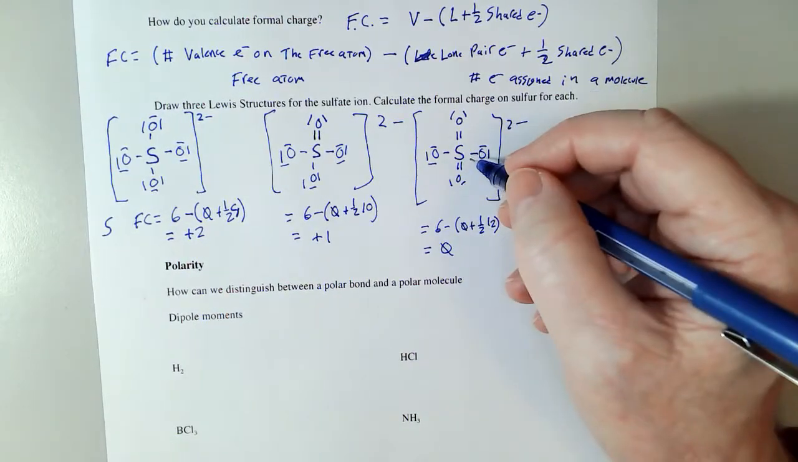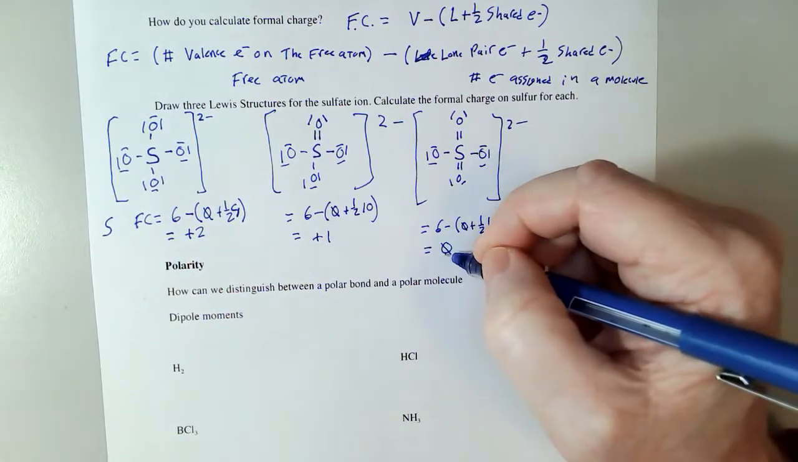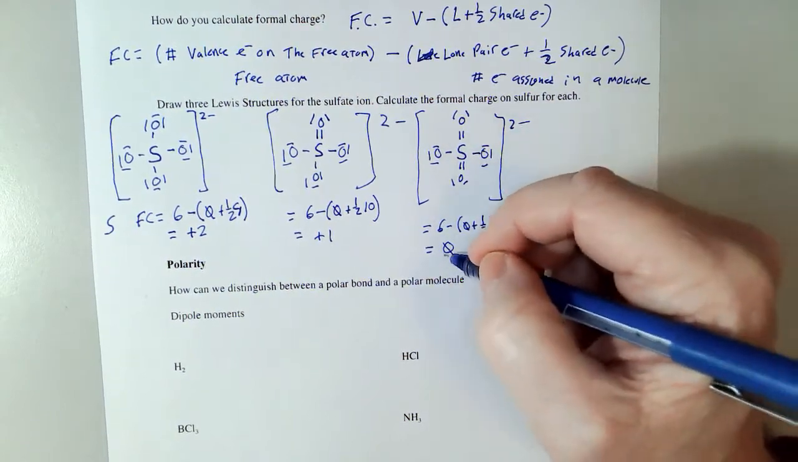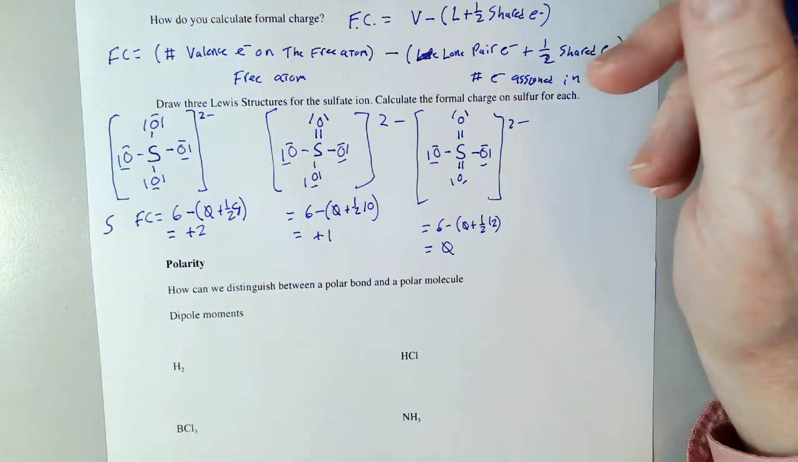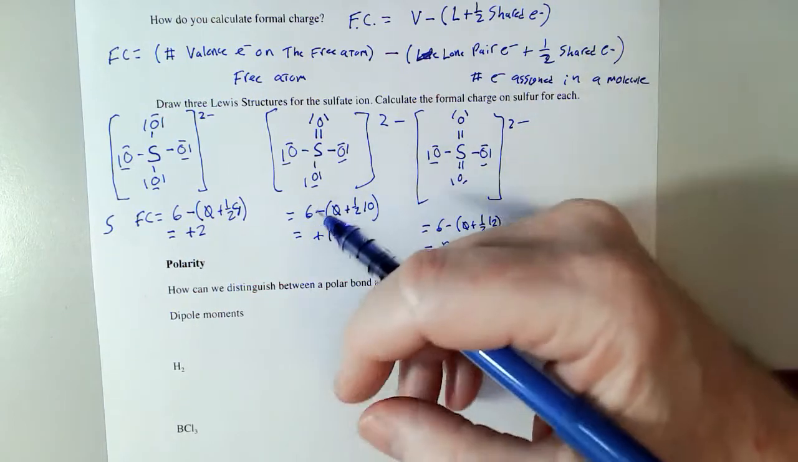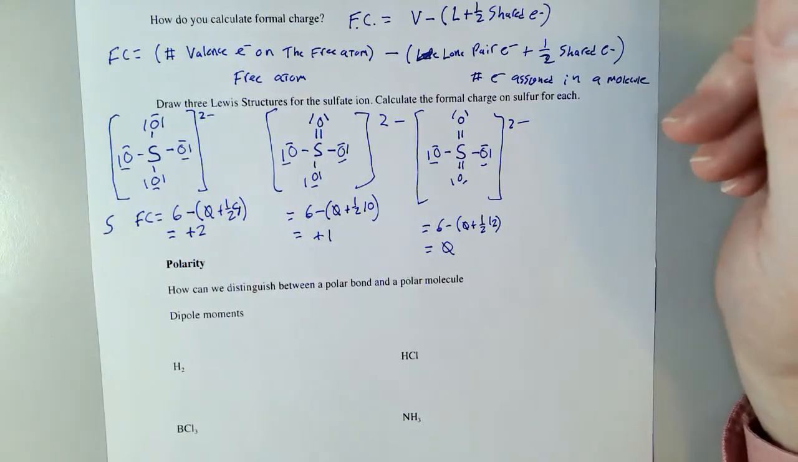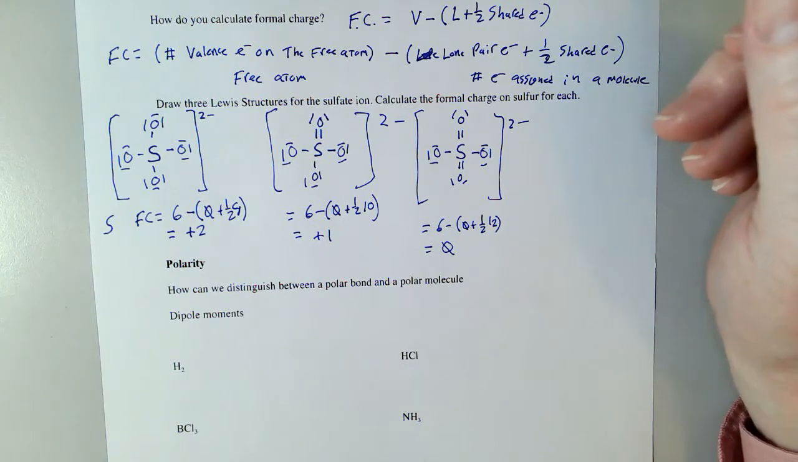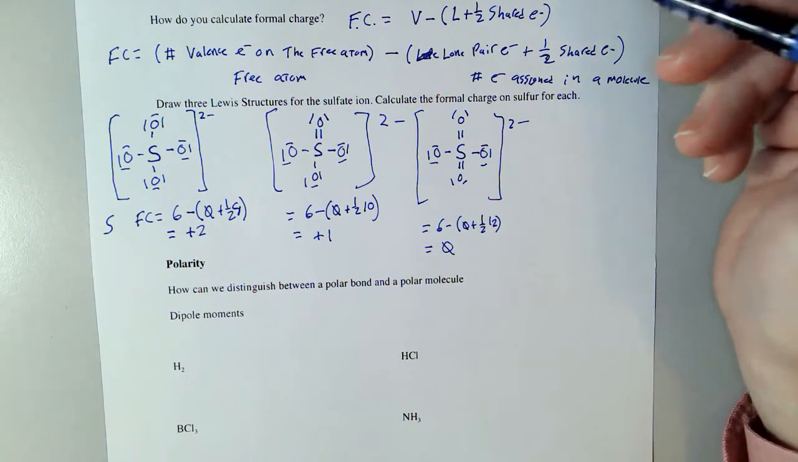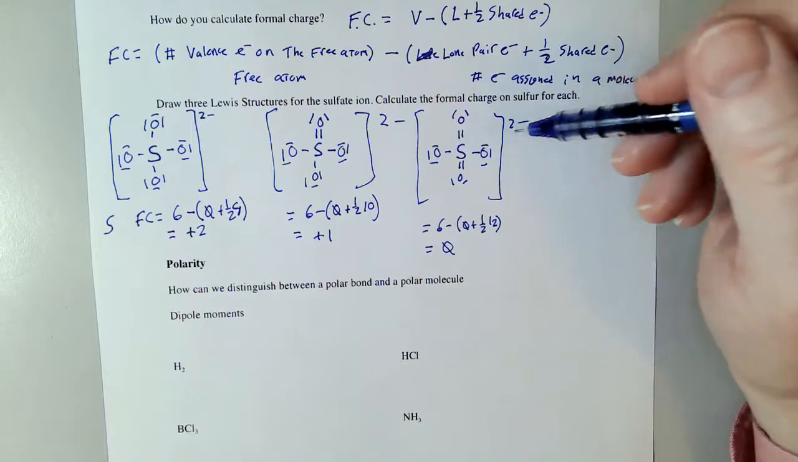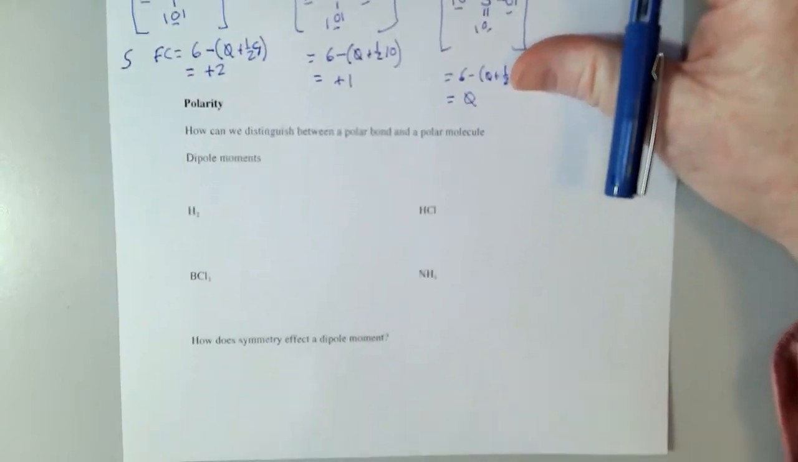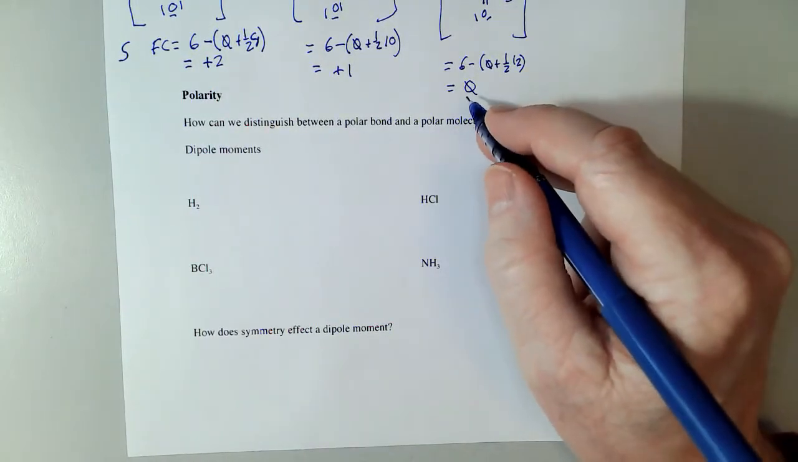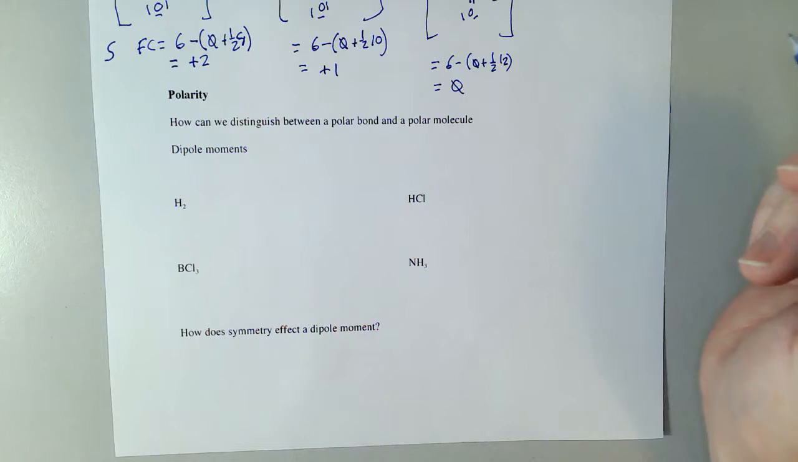Now, if I did 3 double bonds, this would come out to be -1, and if I did 4 double bonds, this would come out to be -2. And if the formal charges there come out to be negative, it pushes electrons away. If they come out to be positive, it pulls them in. There are really important implications for this in organic chemistry. Okay, so that's formal charge. You want closest to 0 for your central atom.